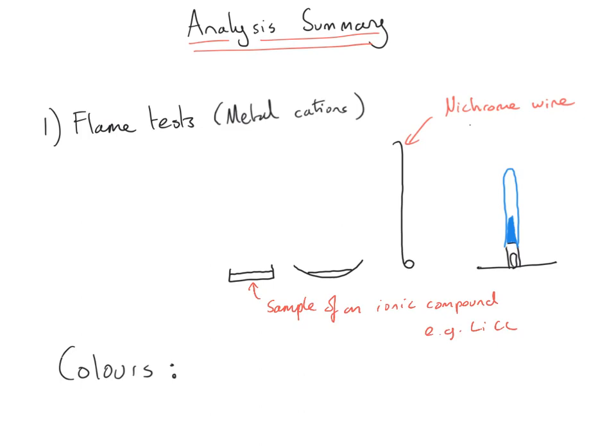Once you've done that, you would then put your lithium chloride in the blue Bunsen burner flame. And then if it's lithium, what you would see is that you'd start seeing a red flame being given off there. Okay.